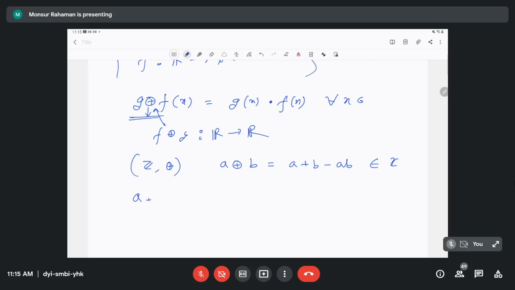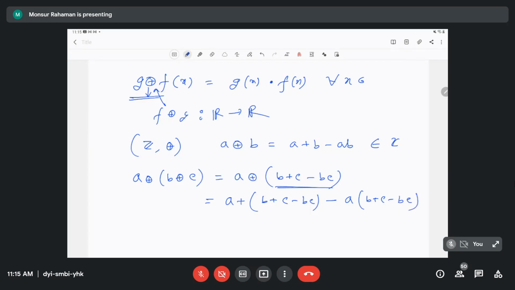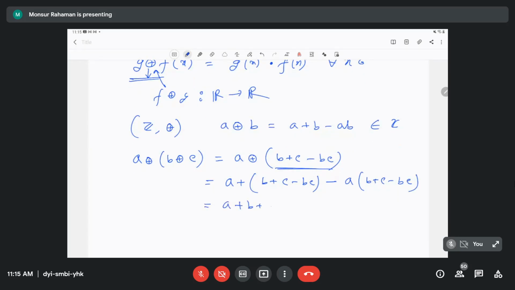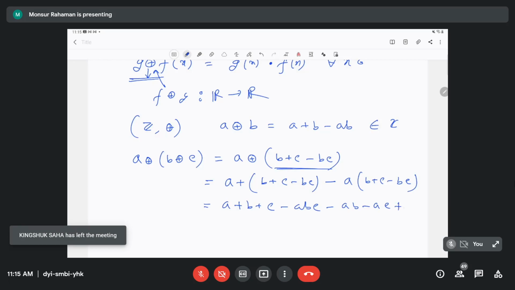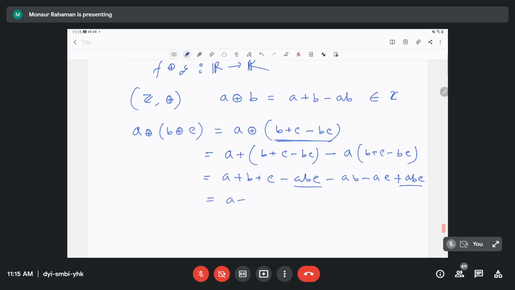What about associativity? Let me do the left hand side first. On the left hand side, b plus c minus bc, and a plus, now this is a new number. So you have a plus b plus c minus bc and minus a into b plus c minus bc. Let's simplify it: a plus b plus c minus abc minus ab minus ac and plus abc. Okay, so abc cancels. So it will be a plus b plus c minus ab and minus ac.